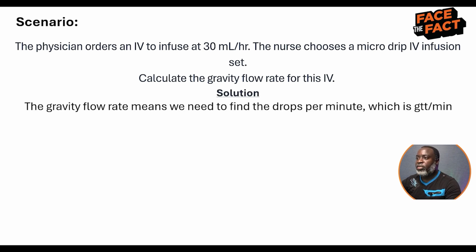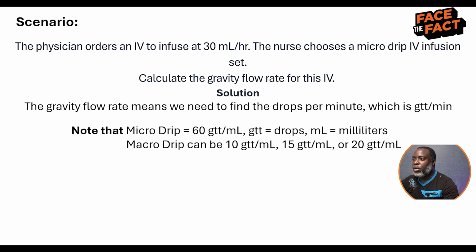Okay, so the gravity flow rate means we need to find the drops per minute, which is written medically as GTT per minute. Also, I want you to know that micro drip is equal to 60 GTT per ml. GTT means drops and ml means milliliters. Macro drip can be 10 drops per ml, 15 drops per ml, or 20 drops per ml.